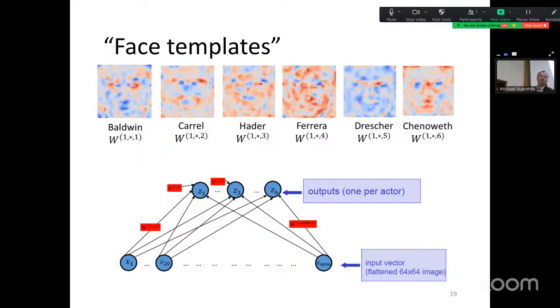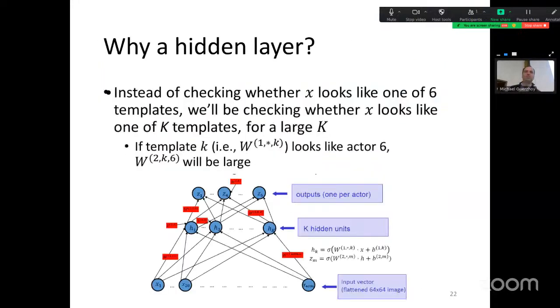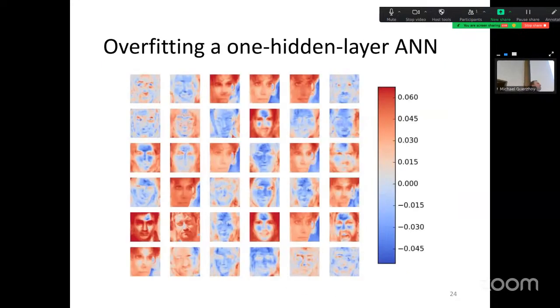So I'll just show you a preview of something like this. Those are templates that you automatically get by doing something more sophisticated, which is kind of like deep learning. And those really do look like faces, some of them a lot like faces. We'll talk about how to get those kinds of templates automatically next time.